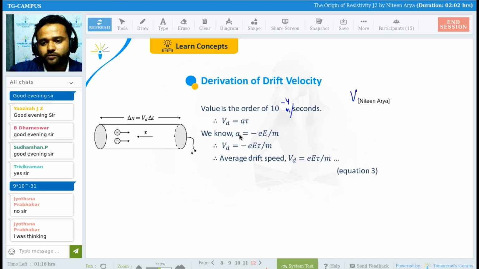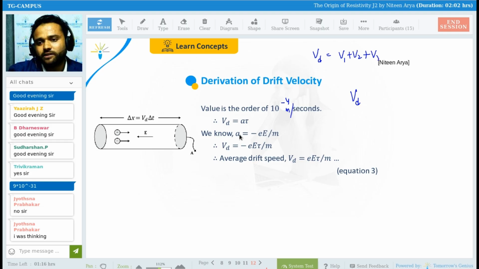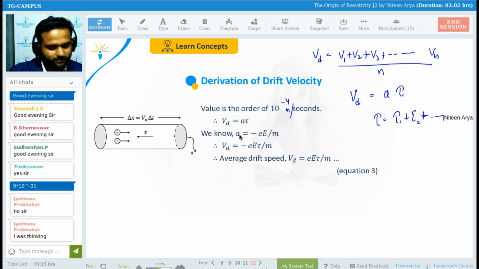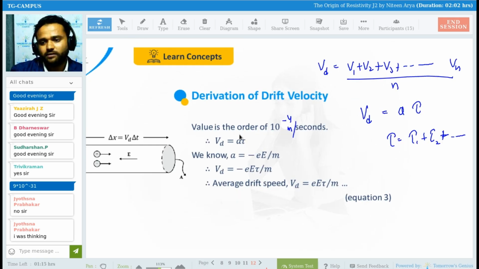And that is Vd equals A tau, because Vd is what? In general, Vd is (V1 plus V2 plus V3 plus ... plus Vn) divided by N, where the average of the initial velocities u is going to be 0. So then Vd becomes A tau, where this tau is nothing but (tau 1 plus tau 2 plus tau 3 plus ... plus tau n) divided by n. So this is your drift velocity. The moment we put in the time, this is my average drift speed.